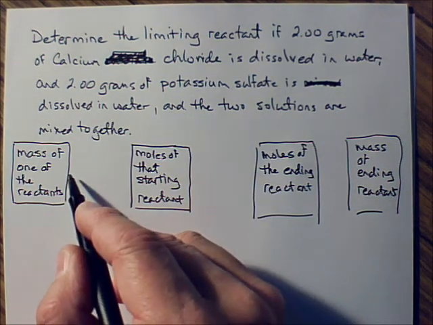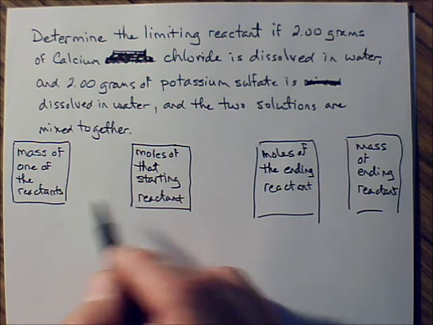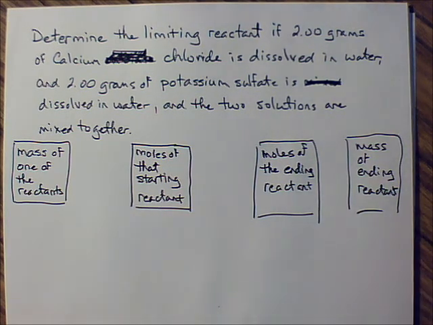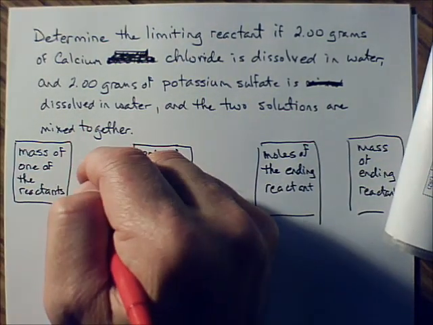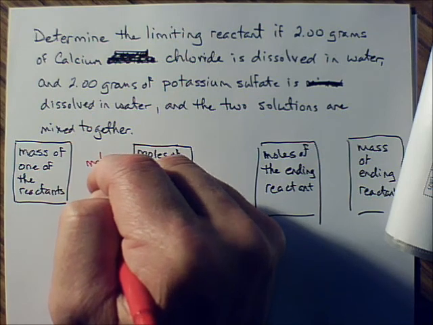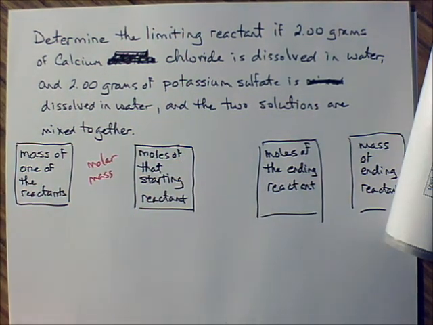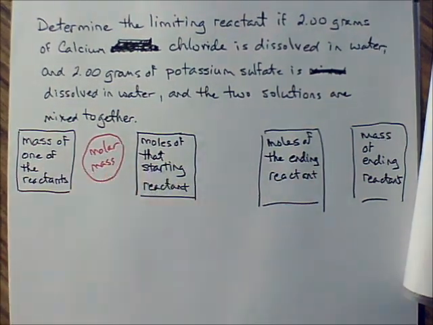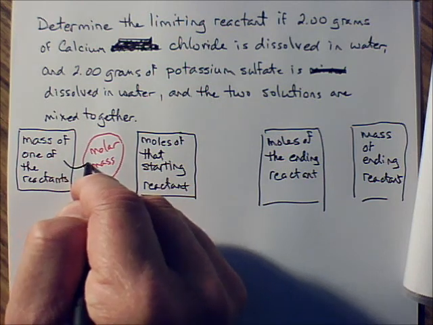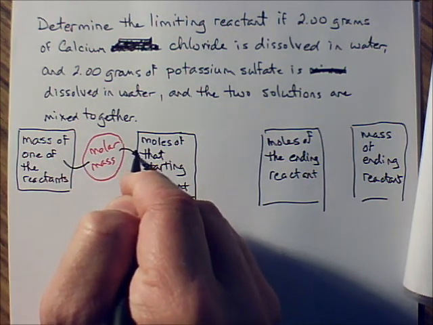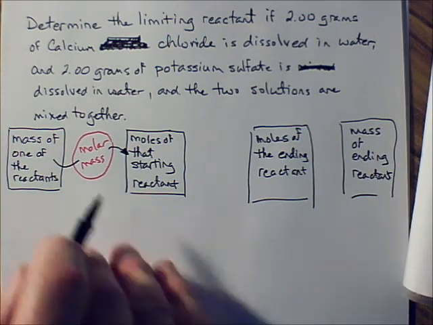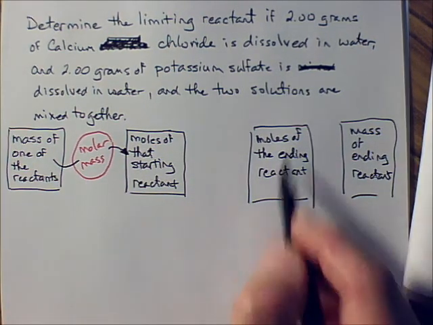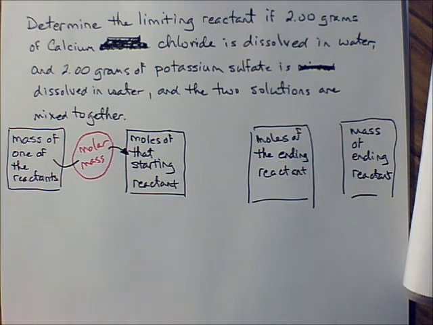Now, to get from the mass of one of the reactants to the moles, what do you have to calculate? Molar mass. Okay? So it has to be the molar mass of that starting reactant, whatever that happens to be. So to get from step A to step B, you've got to go through molar mass. All right? To get from moles of the starting reactant to moles of the ending reactant in your problem, what do you got to have? A molar ratio.